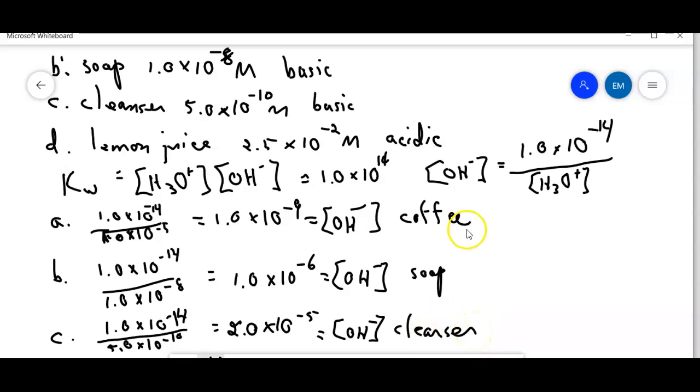And we'll do the lemon juice here. It's going to be equal to 1.0 times, lemon juice.